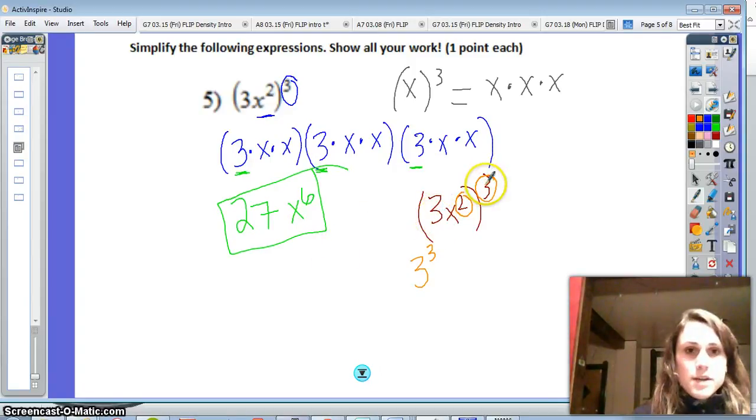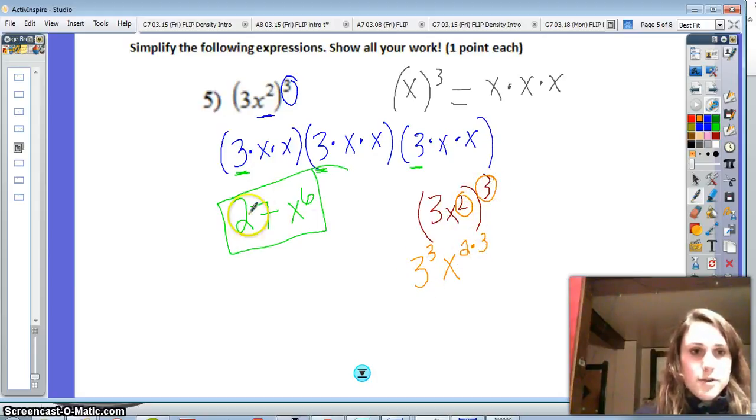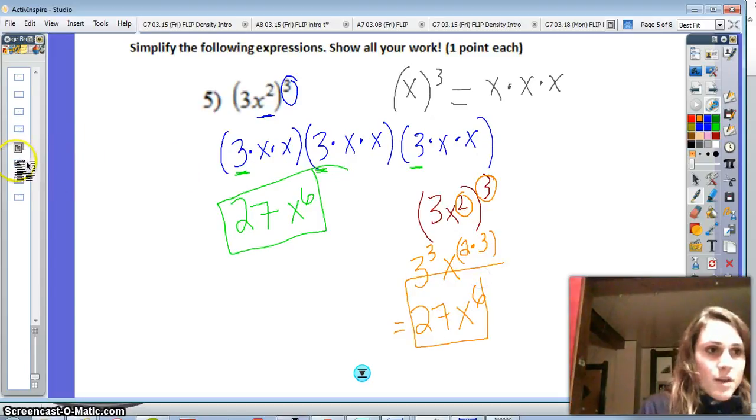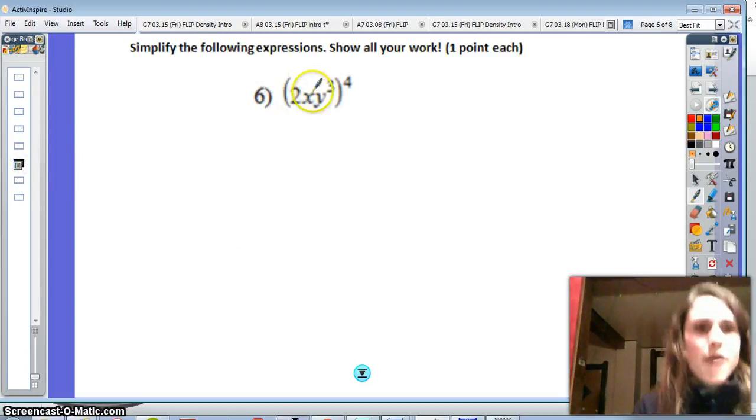So we have 3 raised to the third power times x, and then 2 times 3 is going to give us 6. So 3 to the third power, just like we saw over here, is 27. X to the 2 times 3 equals x to the 6th. Same answer.